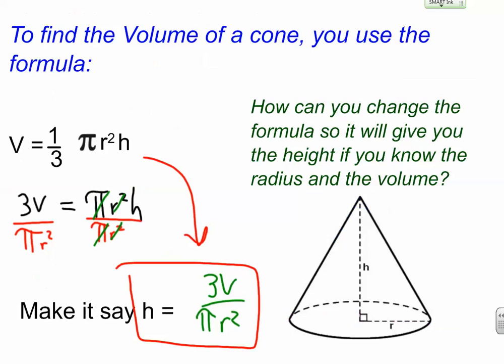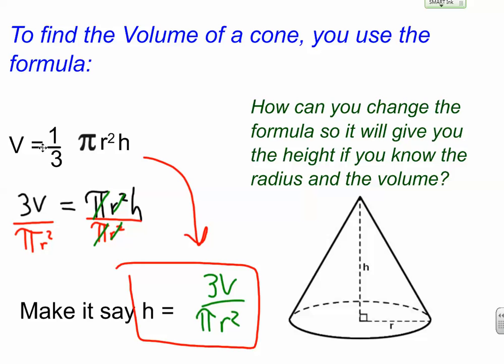So here's a formula for finding the volume of a cone. But let's say that I know the volume and I know the radius and I want to find the height. So I want to make it say H equals. So the way that I get rid of the 1/3, because I have to get rid of everything here so H is by itself, I multiply both sides by the reciprocal of a third, which is 3.